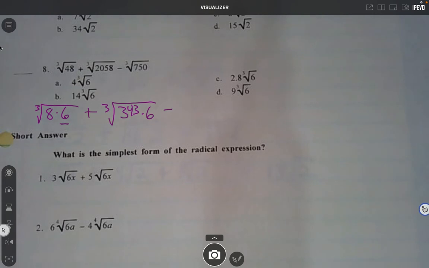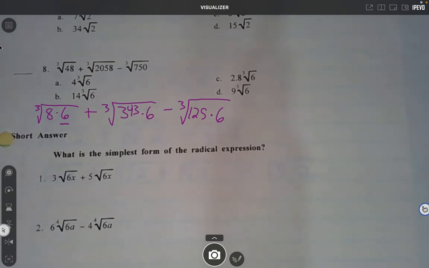Okay. Then this one, what times 6 is 750? So I'm going to do 750 divided by 6. And it is 125. Does everybody understand how I knew it was going to be a 6 underneath once I found this one? Yeah. And the answers also have a 6.